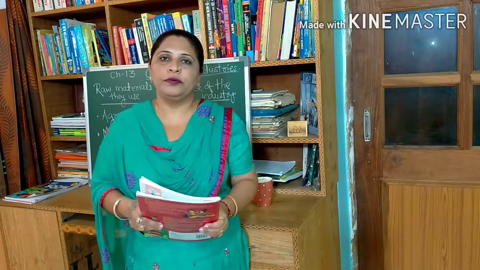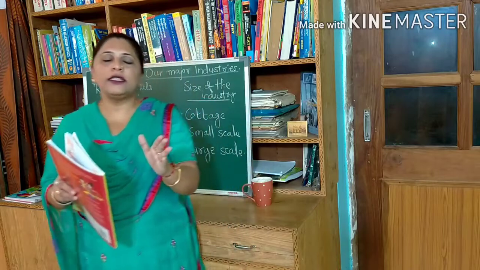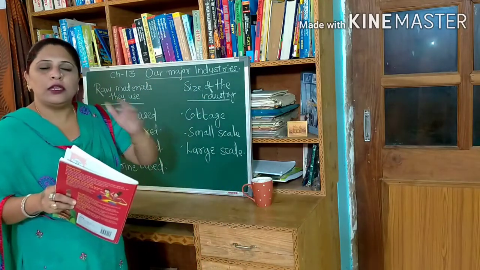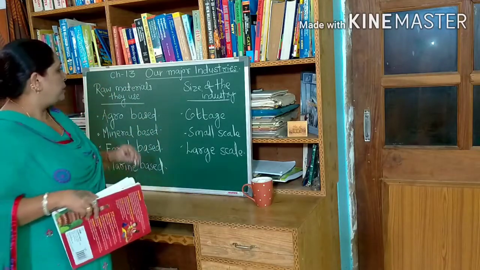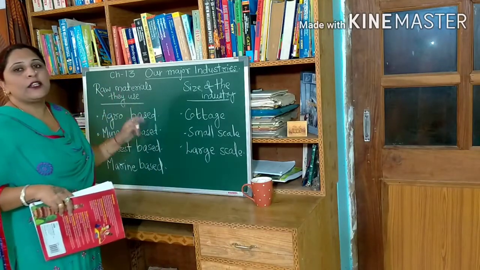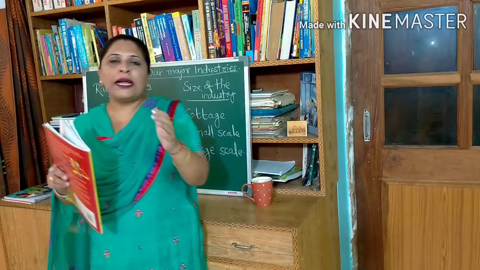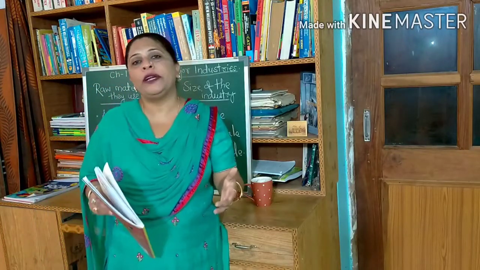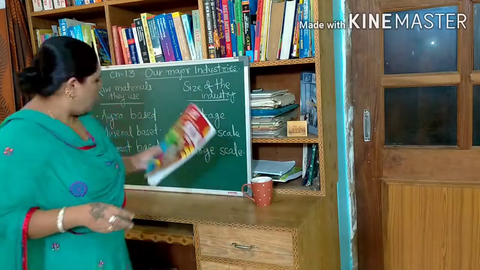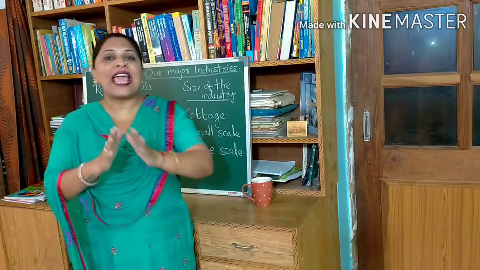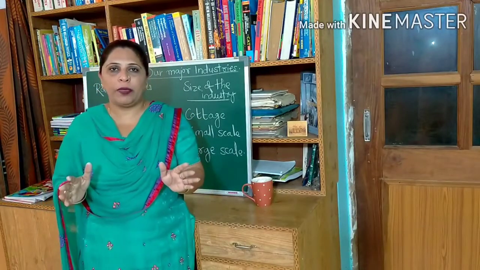So children, industries can be categorized in different ways. First, the raw materials used. So industries can be categorized by the variety of raw materials they use. Now, first, agro-based. Agro-based means agricultural products based.